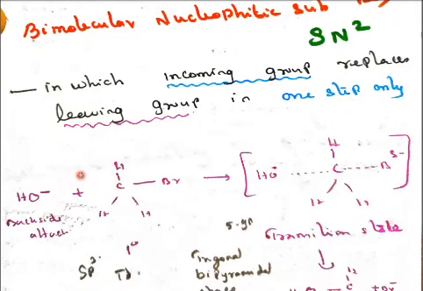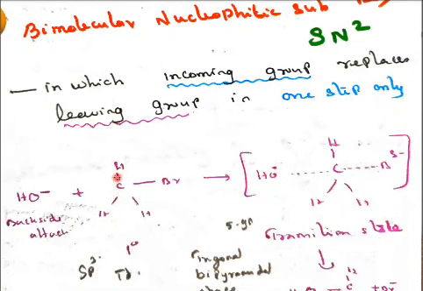When it attacks from the backside, the bromine will start to leave slowly. So it is getting inside slowly and it is moving slowly. It is not completely attacking, and it is not completely leaving. So this state is called a transition state.